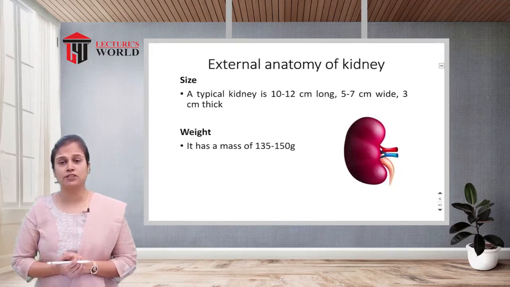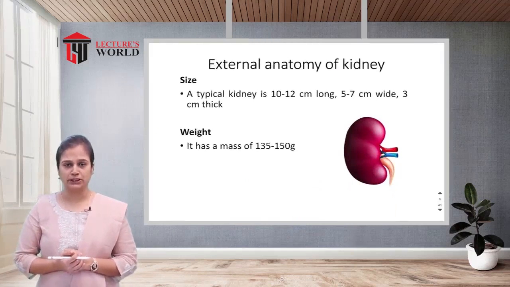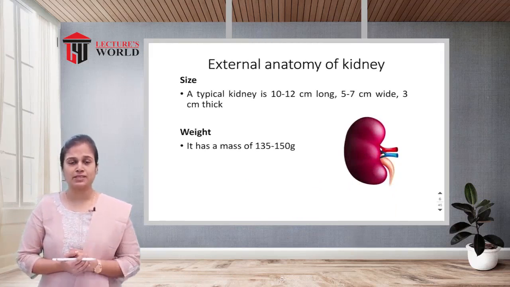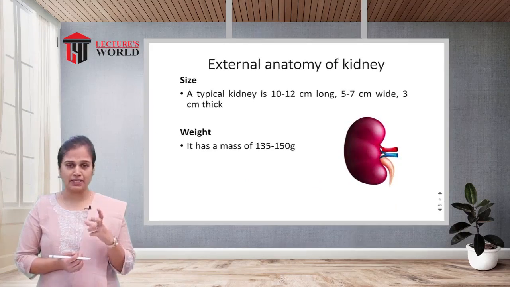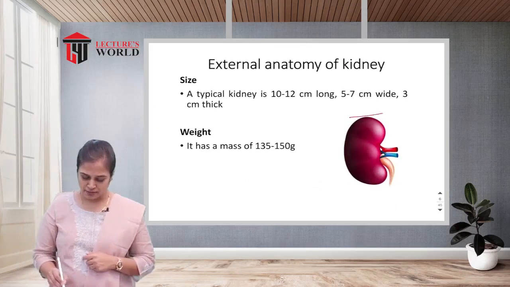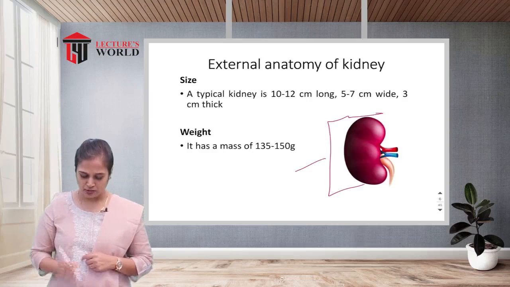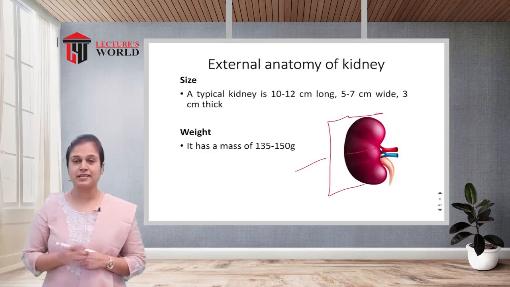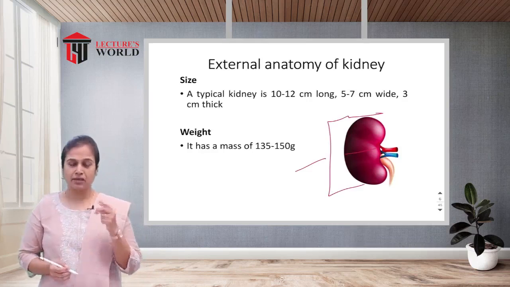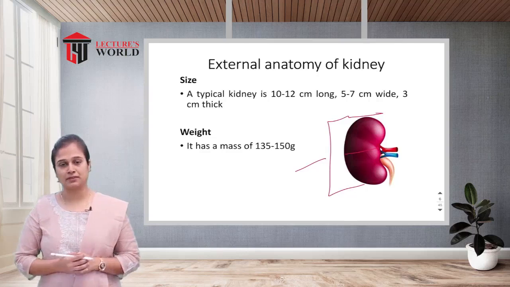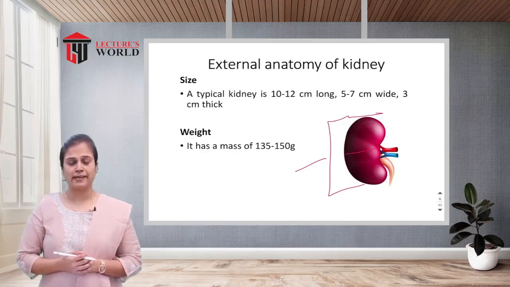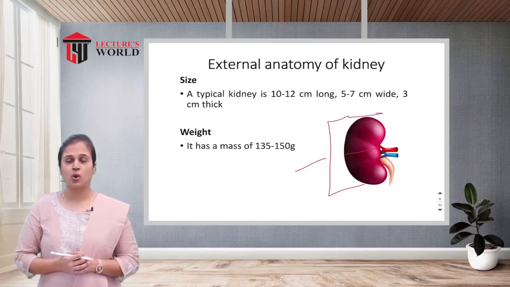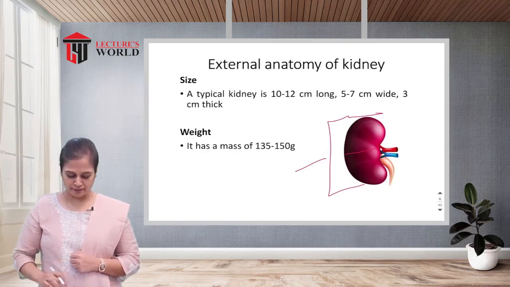So firstly we will talk about the external anatomy of the kidney. Talking about the size of the kidney, a typical kidney is 10 to 12 centimeters long, 5 to 7 centimeters wide and 3 centimeters thick. And talking about the weight of the kidney, it has a mass of 135 to 150 grams.